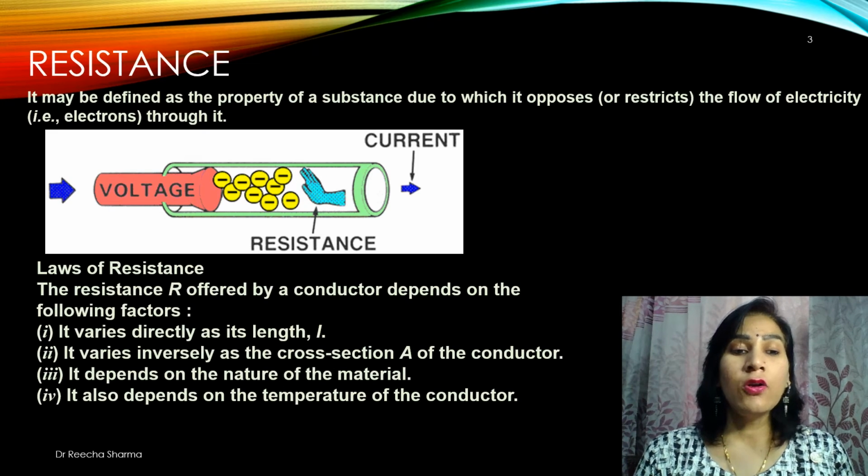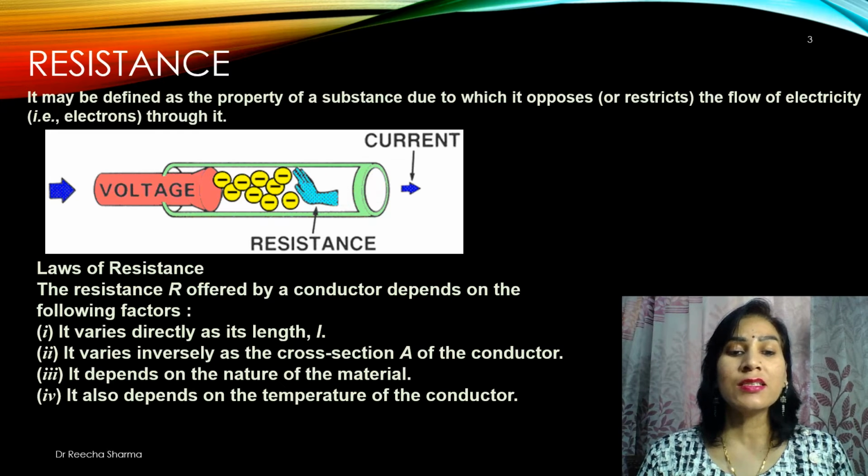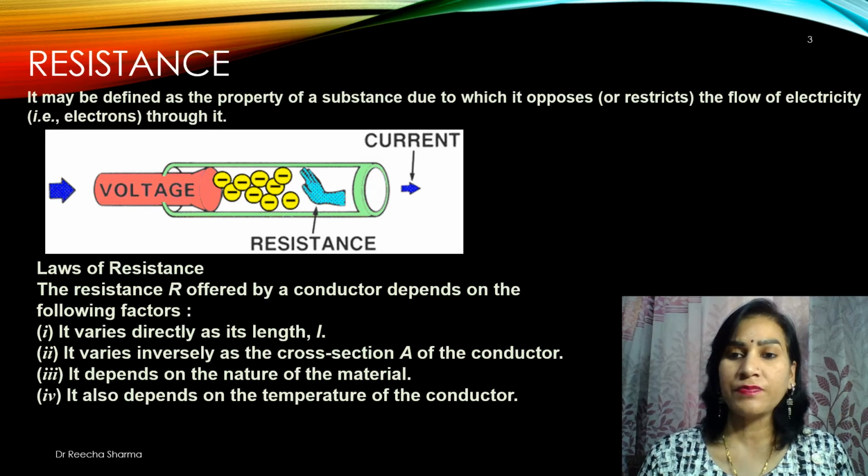There are laws of resistance. The resistance R offered by a conductor depends on the following factors. It varies directly as its length L. It varies inversely as the cross-section area of the conductor. It depends on the nature of the material. It also depends on the temperature of the conductor.